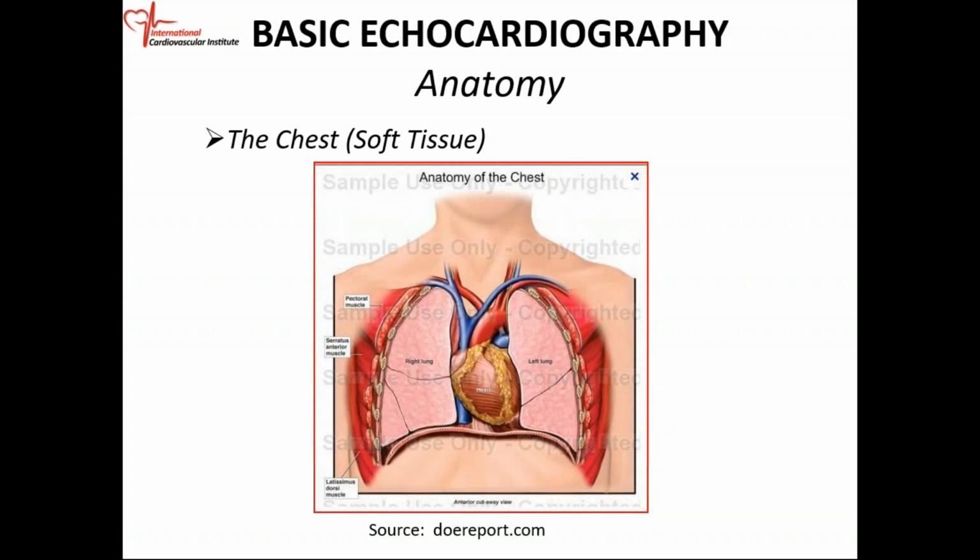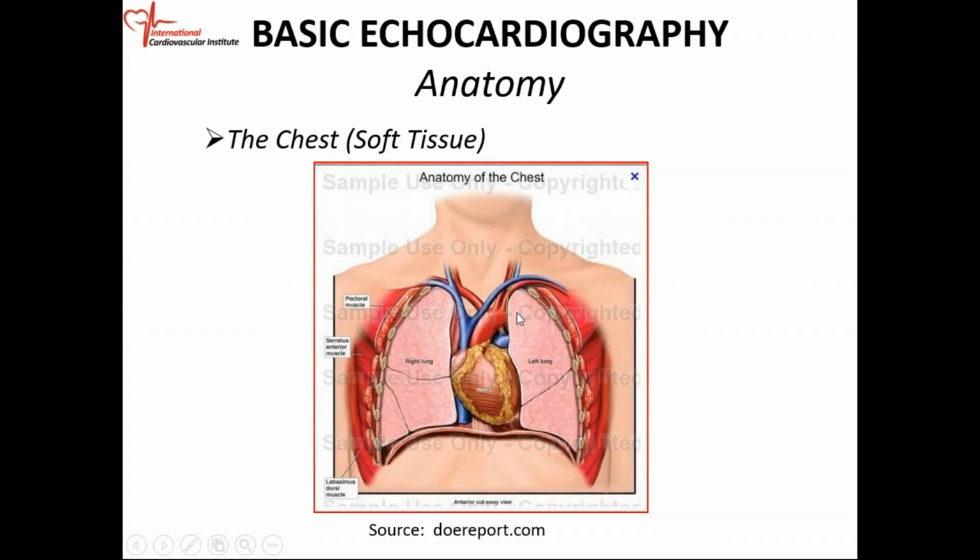So you need to know the anatomy of the heart to some extent. In the chest, you have the heart, and the heart is somewhat left to center in the chest. The heart is flanked by the lungs. You have the left lung on the left side and the right lung on the right side.